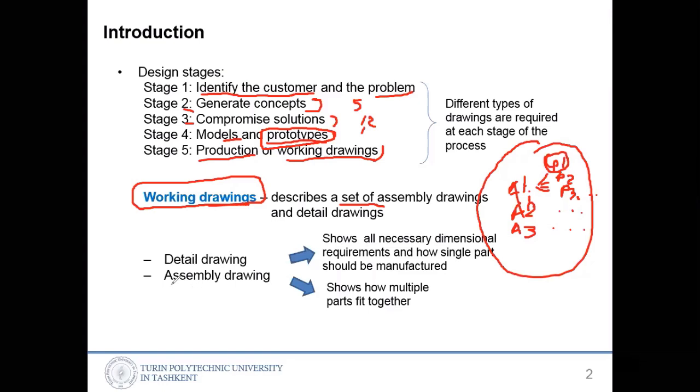The second type is the assembly drawing. It shows how those multiple parts, which are included in the detailed drawings, fit together and how they are mounted together. So how to assemble all those things. Those are the only informations it shows.